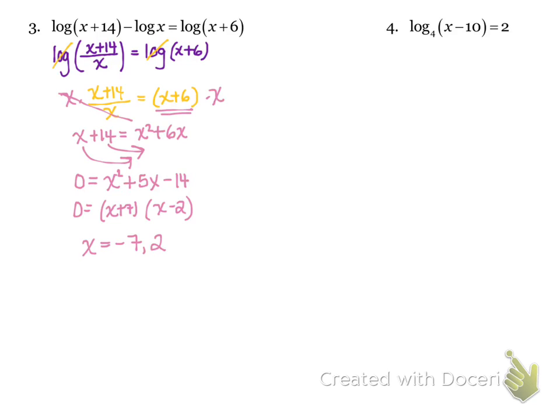Okay, now we have to check. So negative 7. If I plug in negative 7 up here for this x, that's good because I get positive 7, not a negative number and not 0. But this is just log of x, so I can't plug in negative 7 there, which means this is not a solution. Negative 7 is extraneous.